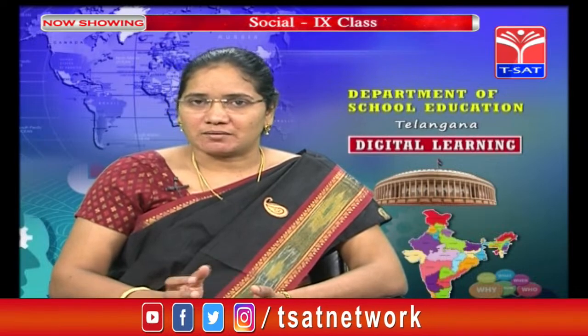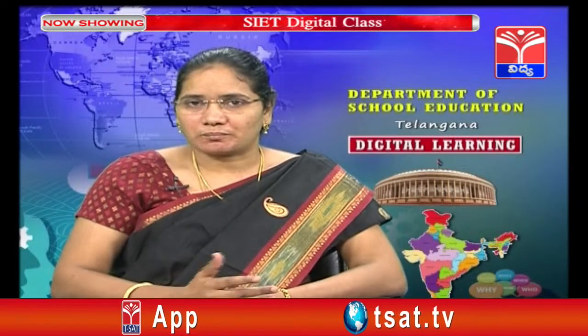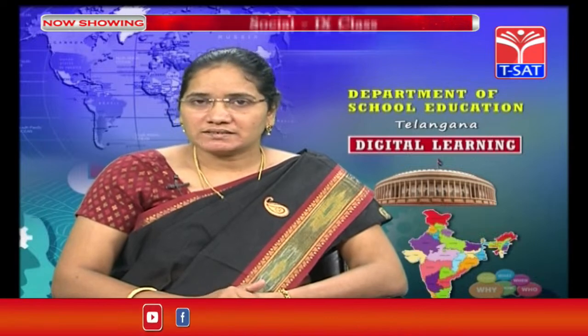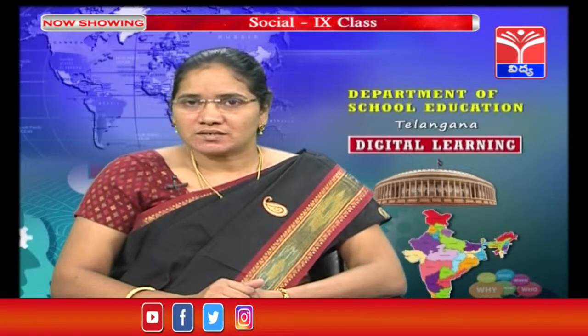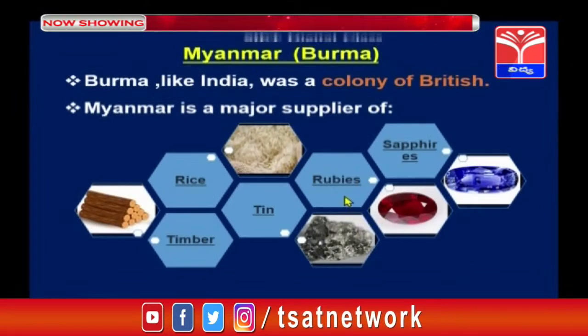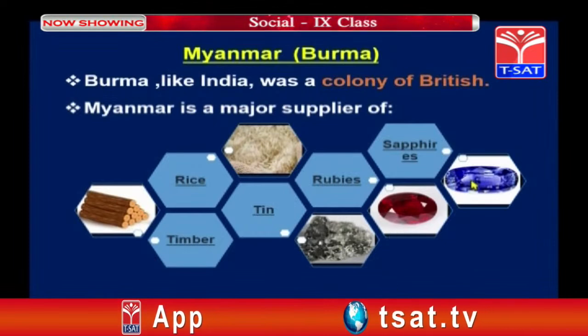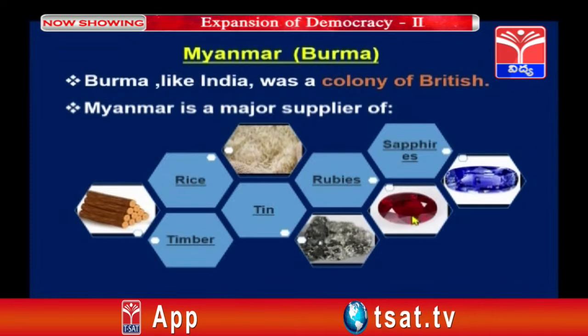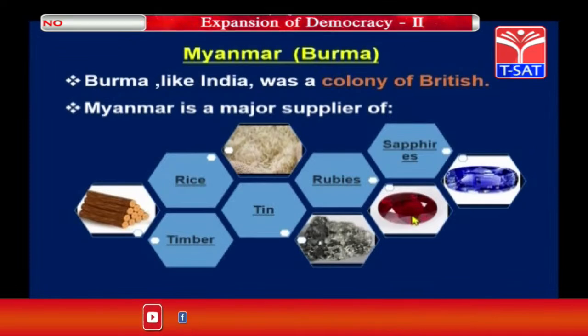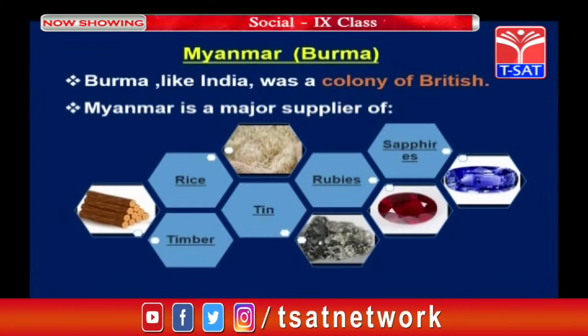For example, it is combined with steel to make so many of our kitchenware, like steel glasses or plates. For making these things, this mineral is used. And Myanmar is famous for precious stones like rubies and sapphires. Rubies are reddish or pinkish stones which are used for making jewelry, and sapphire is a blue colored stone.